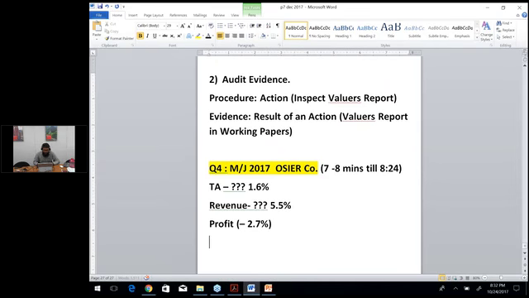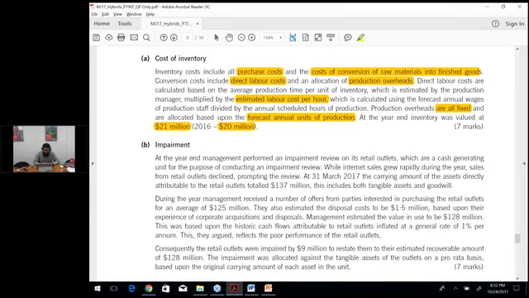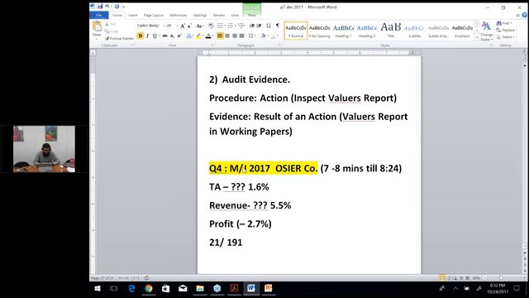If I say the inventory of 21 million, out of the total assets of 1919 million, gives you what percent? 1.09% or 1.1%. So 1.1%. That means the inventory is material, 1.1% of total assets. So it is actually a material item. So inventory is a material item.